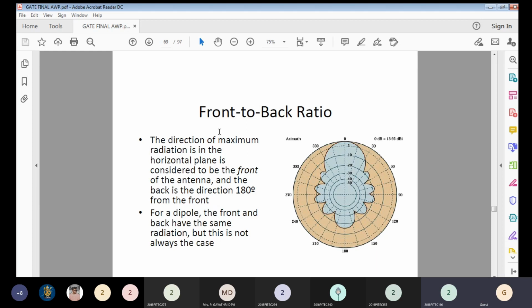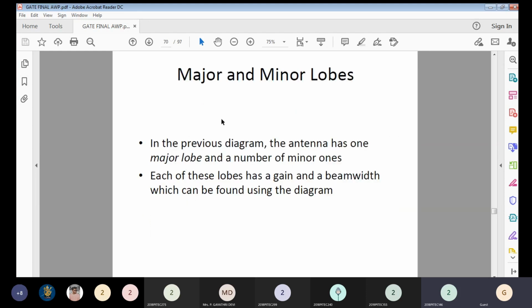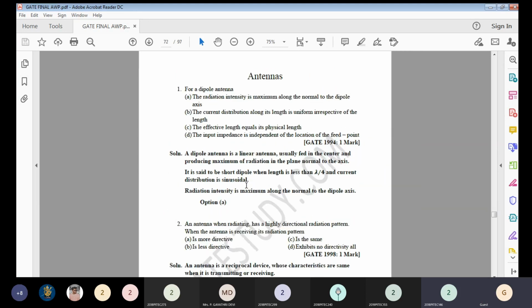Can you tell me what is front to back ratio? The front to back ratio is going to be measured in terms of power radiated in desired direction to the power radiated in opposite direction. Is going to be called a front to back ratio. Okay, as you know, main lobe and minor lobe also we discussed, impedance also we discussed. We'll see some problems later on. Next class is full of problems. Before that we'll see some problems.